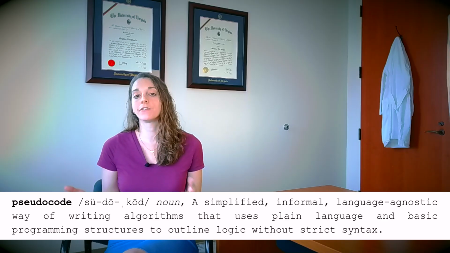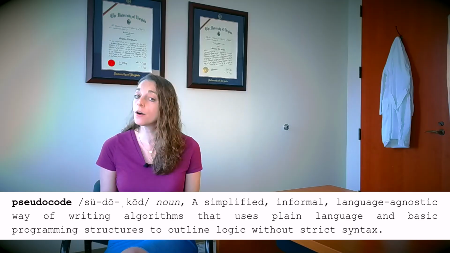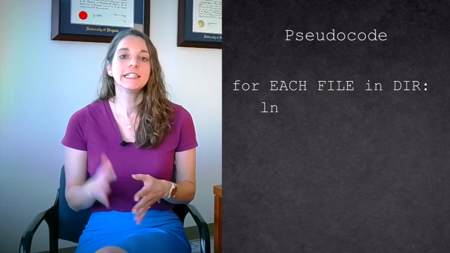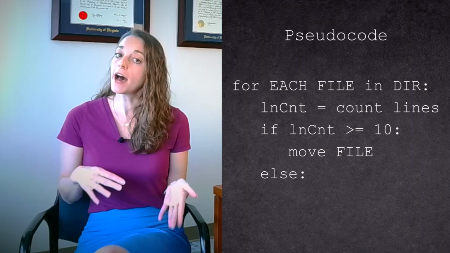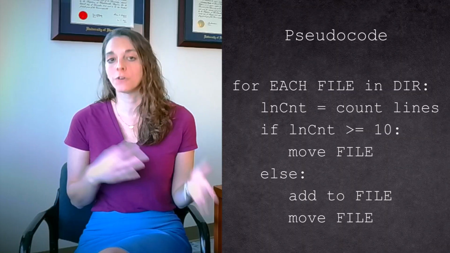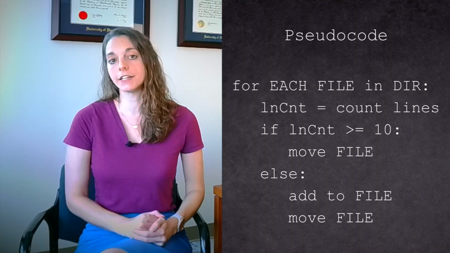This is a rough outline of your logic in plain language. It helps you map out what you want your program to do without worrying about syntax. For example, for each file in my directory, see if it has at least 10 lines. If yes, move it to a different directory. If not, add more information to the file before moving it. Then you can translate that into real code once the logic is clear.